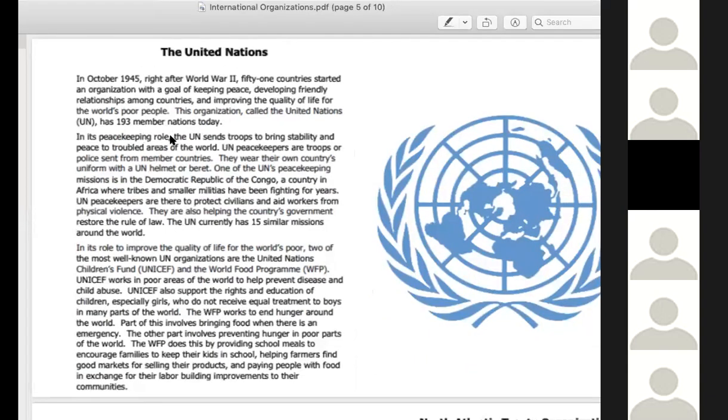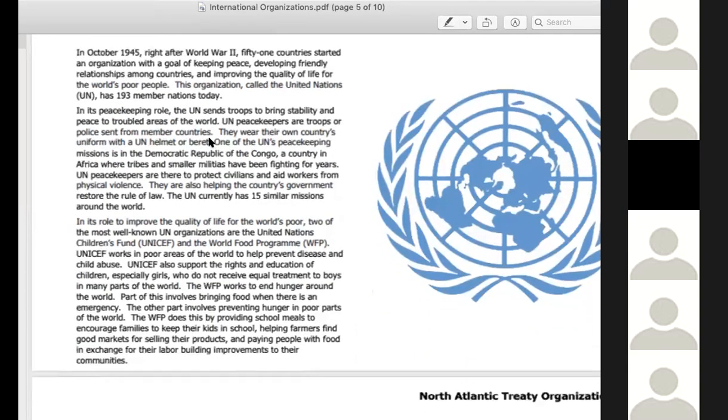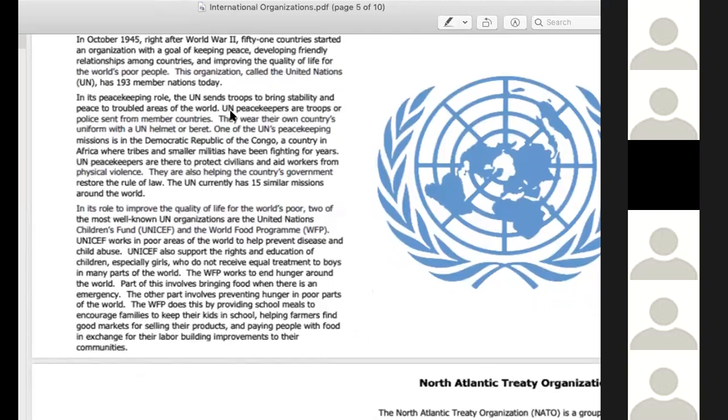In its peacekeeping role, the UN sends troops to bring stability and peace to troubled areas of the world. UN peacekeepers are troops or police sent from member countries. They wear their own country's uniform with a UN helmet or beret. One of the UN's peacekeeping missions is in the Democratic Republic of the Congo, a country in Africa where tribes and smaller militias have been fighting for years. UN peacekeepers are there to protect civilians and aid workers from physical violence. They are also helping the country's government restore the rule of law. Remember what rule of law is from the beginning of the year. The UN currently has 15 similar missions worldwide.